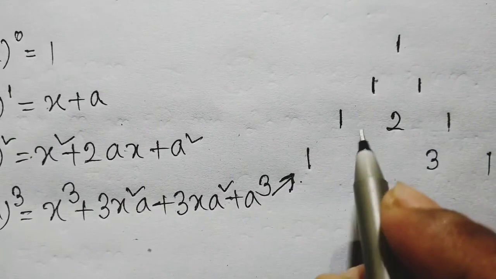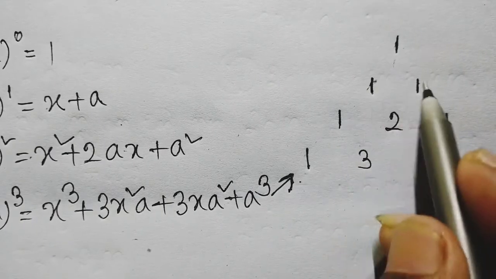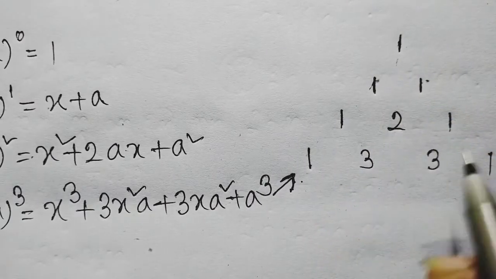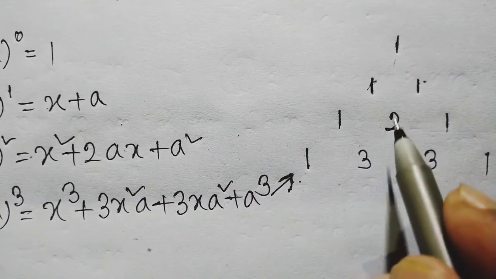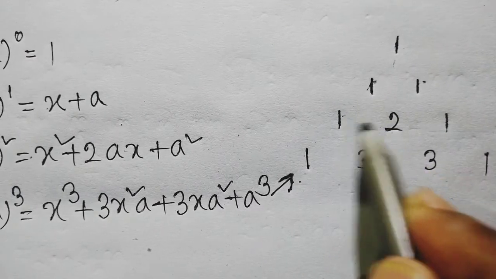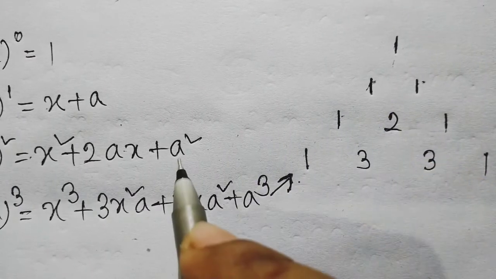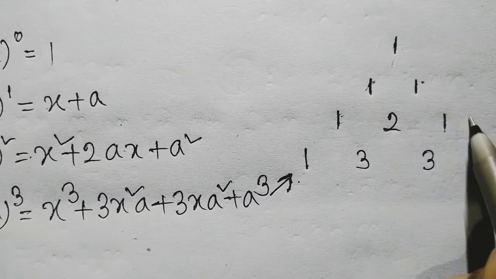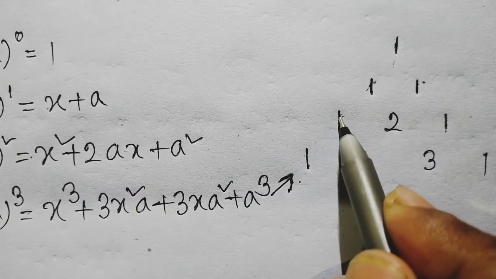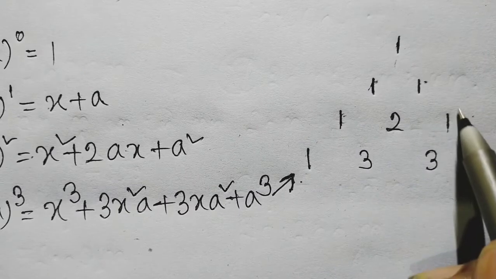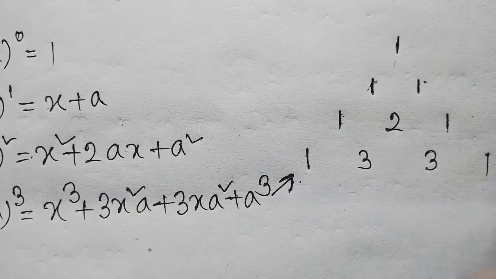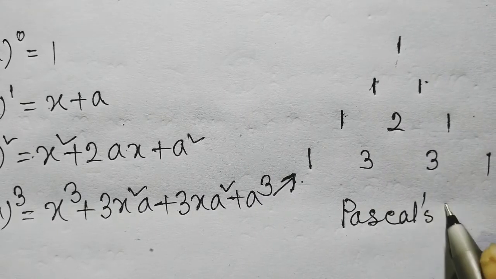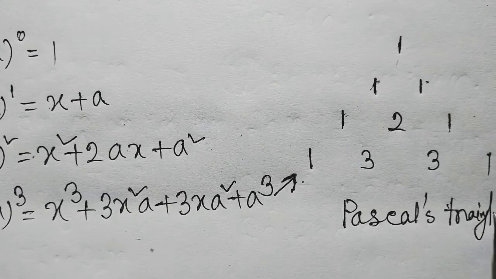We also observe that each row is bounded by 1 on both sides. In a row, each entry is the sum of the two entries of the preceding row, one on the immediate left and the other on the immediate right. The above pattern is called Pascal's triangle. Understood, everyone?